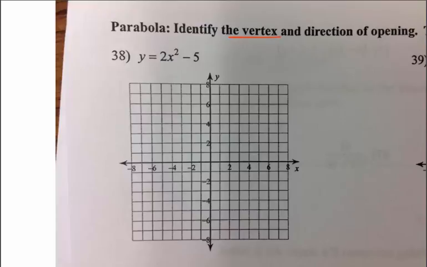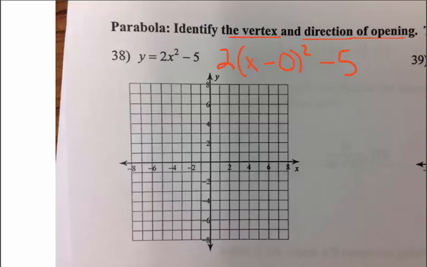But there's only a couple things we need to identify with parabolas. That is the vertex and the direction of opening. Vertex form is the one that had all the parentheses. This one that we have on 38 is kind of that way. There's nothing paired with the x, so it really could look like this: x minus 0 squared minus 5.